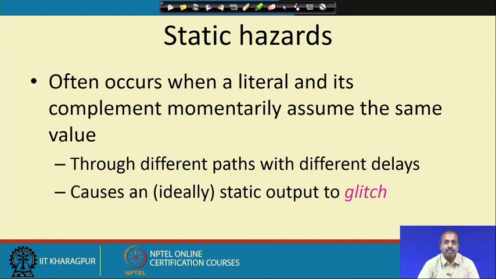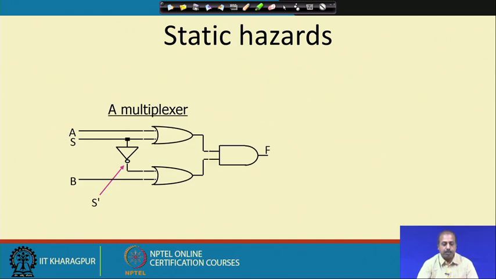Static hazard often occurs when a literal and its complement momentarily assume the same value. This can happen due to the gate delays, that in a circuit one literal and its complement, both of them are having the same value, and through different paths with different delays, and it causes the static output to glitch. Okay, so, we will take an example.